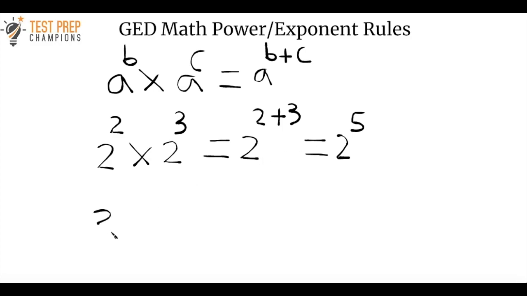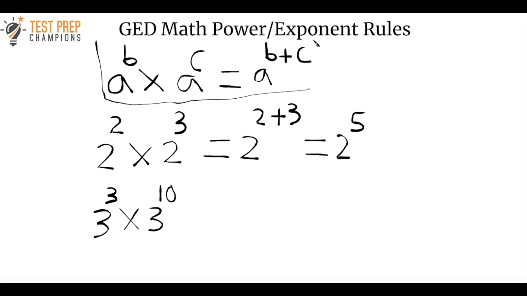Alright, so let's say that we've got 3 raised to the third power times 3 raised to the 10th power. Okay, so just focus on this right here. 3 cubed times 3 to the 10th power. Now based off of this general rule right here, how could you rewrite this? So you don't have to solve it. I'm not looking for you to solve it and give me the number. I just want to see if you can take this example here and rewrite it based off of the rule. So you can do it right now, pause the video and try it.